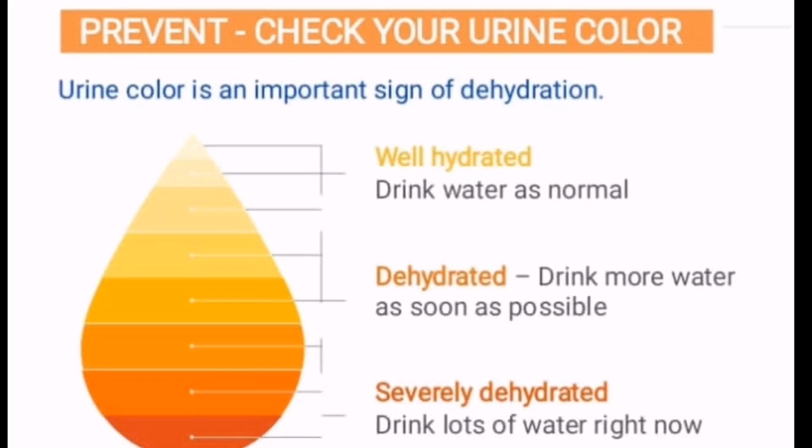Fine. Now in this slide we will discuss how you can track your hydration level. The best example is the color of your urine. Whenever you go to the washroom, observe the color of your urine while you are working in a hot atmosphere or directly in sunlight. If the color is white, as you can see at the top of the drop, this means you are well hydrated. You just have to continue your current practice of drinking water.